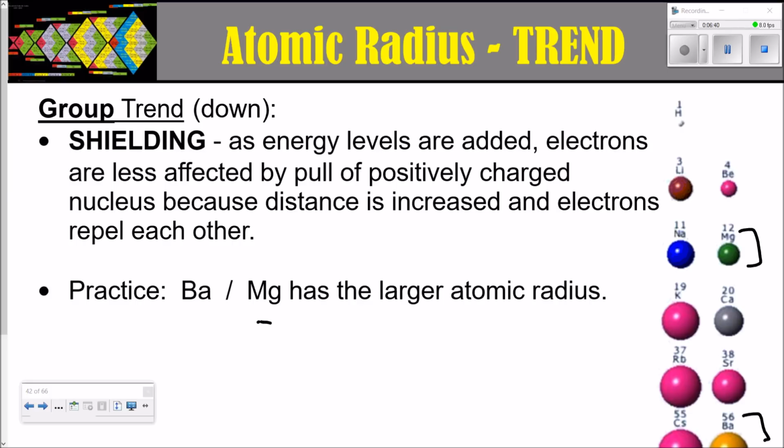But barium is going to be larger because there are more energy levels between those outer electrons and the nucleus. And there are also more electrons. And remember, electrons are going to repel each other as well. And so magnesium is going to be smaller, and therefore barium will have the larger atomic radius.